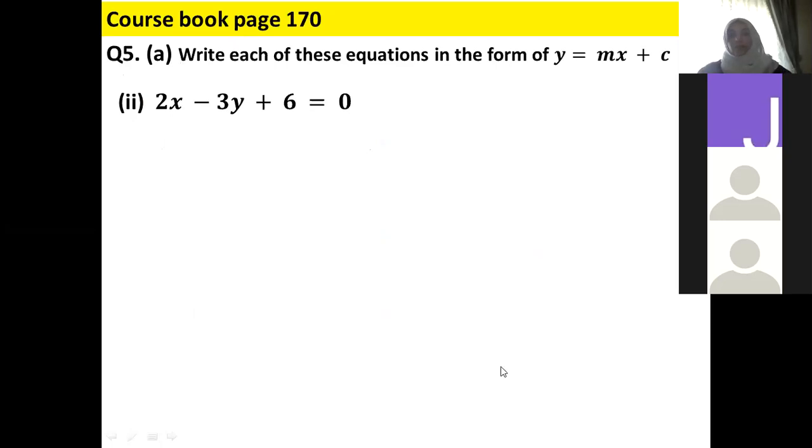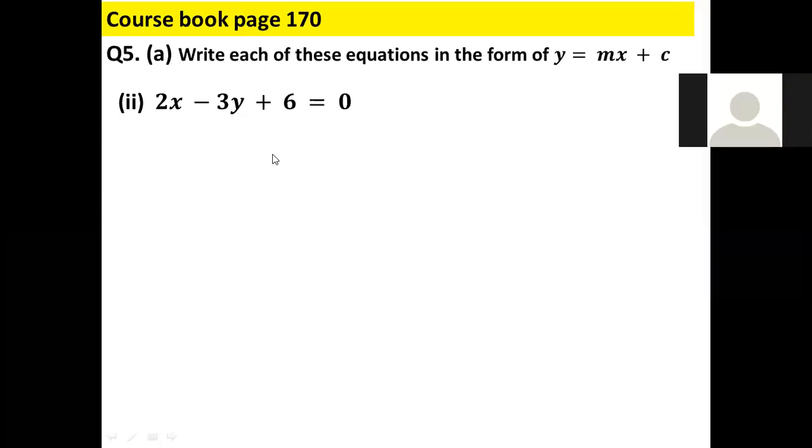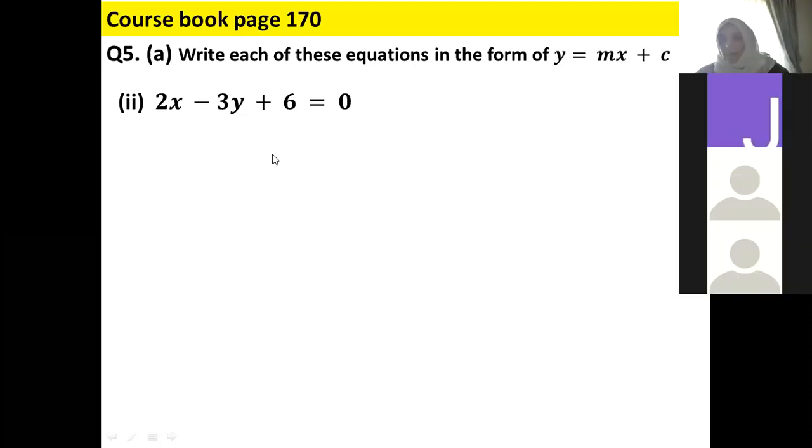Let's try to finish the last equations. Here they want you to write this formula in the form of y equals mx plus c. Who can help me? Let me see who else. Those who worked hard are the ones participating: Selina, Farah, Taha, Jawad, Akram. Come on, Akram.